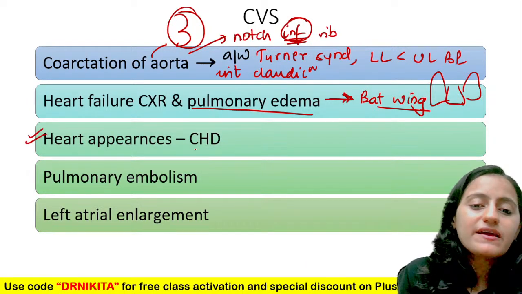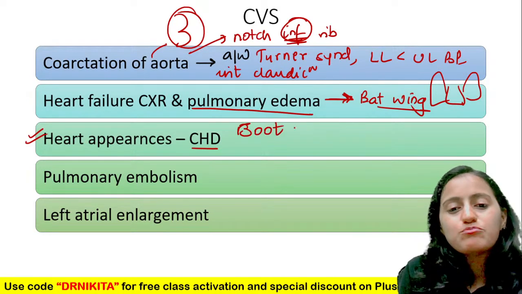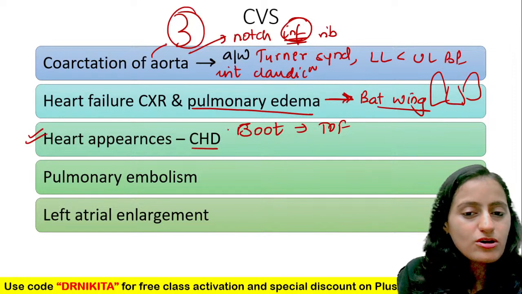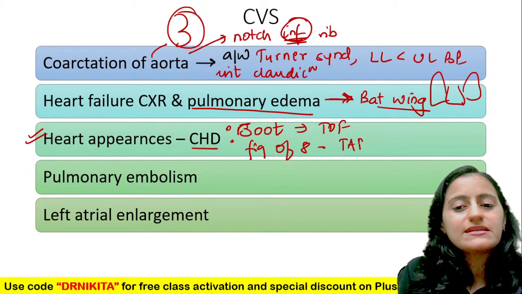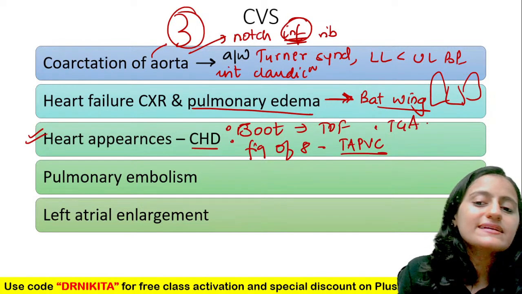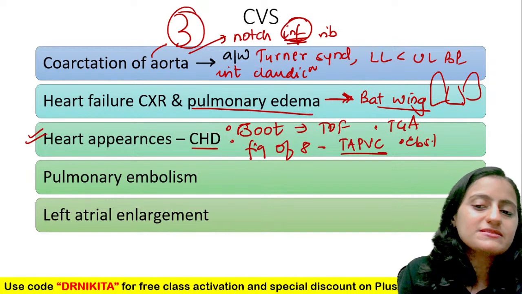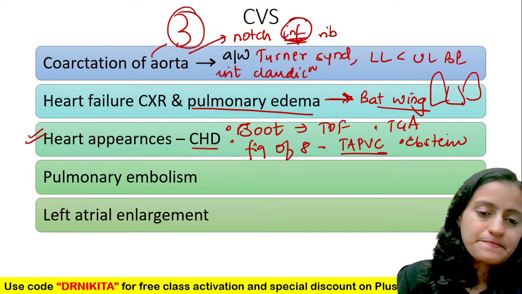Heart appearances in various congenital heart diseases are very, very important. Like boot-shaped heart is seen in tetralogy of Fallot. Figure of 8 appearance of the heart is seen in TAPVC. This is also frequently asked. Egg on side is seen in TGA. Box shape is seen in Epstein's anomaly. All of these are very, very frequently asked.